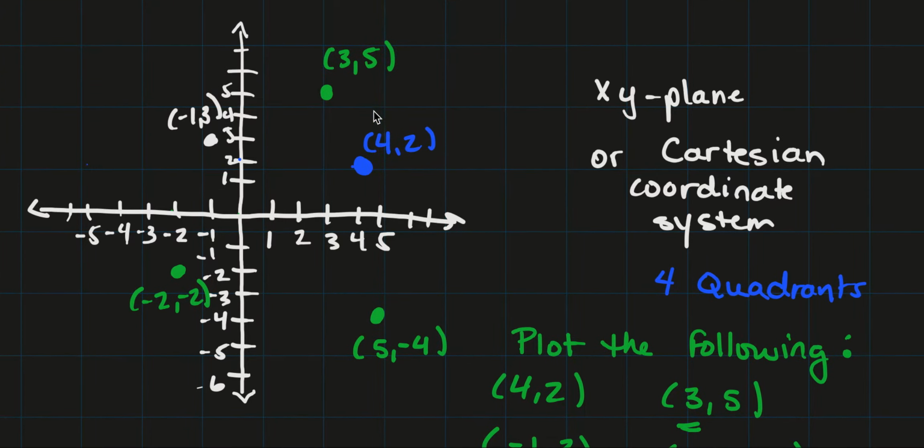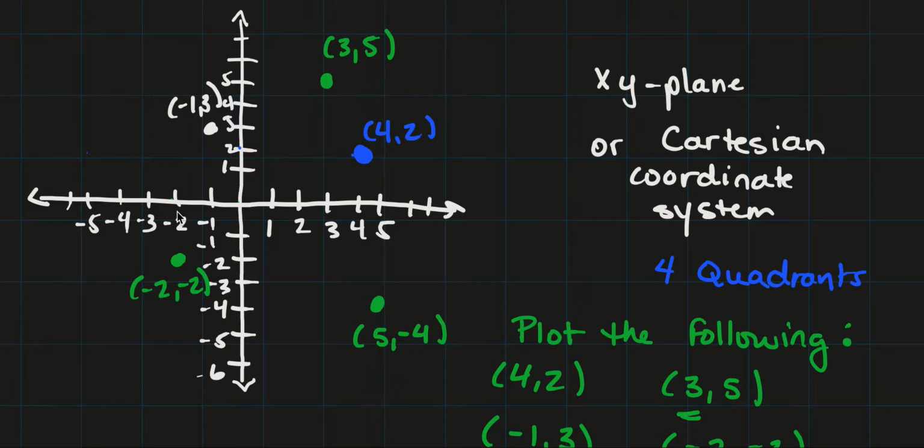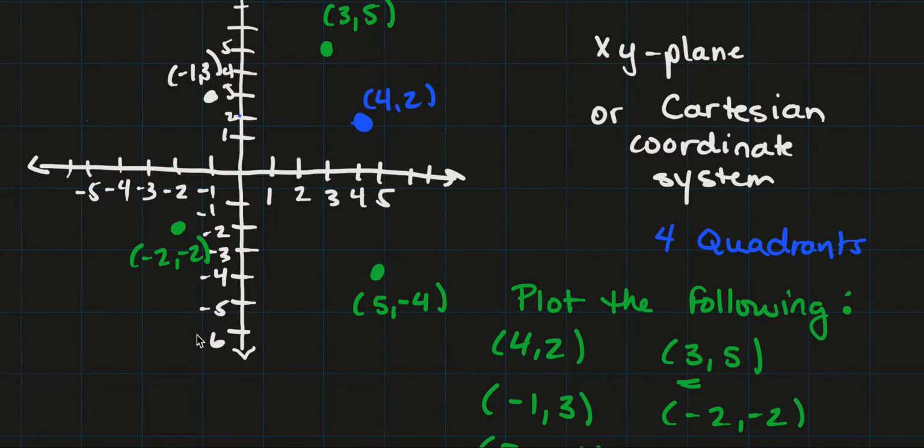Something to notice is that in quadrant 1, the x's and the y's are both greater than 0. In quadrant 2, your y's are greater than 0 and your x's are less than 0. In quadrant 3, any points here, you can see both of them are negative, so x's are negative and y's are negative. And then in quadrant 4, your x's are going to be positive and your y's are going to be negative.